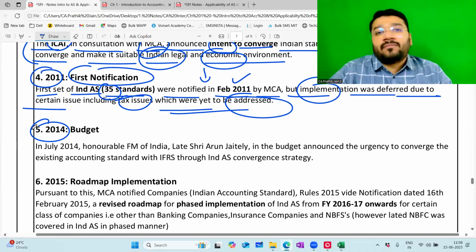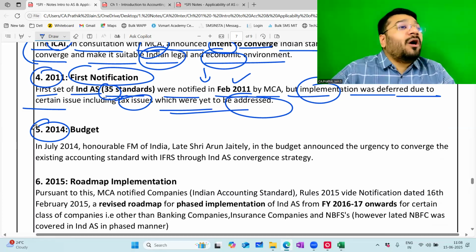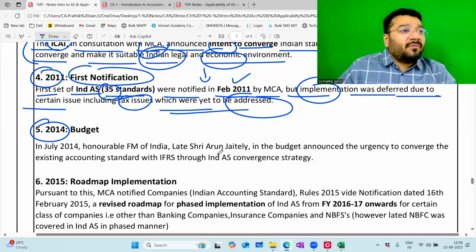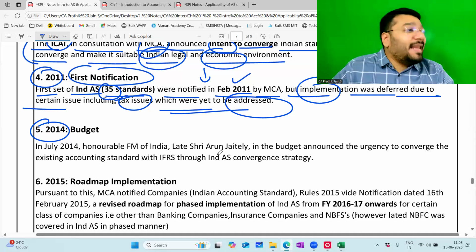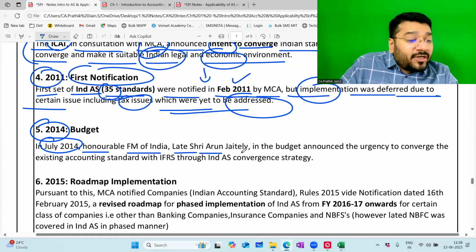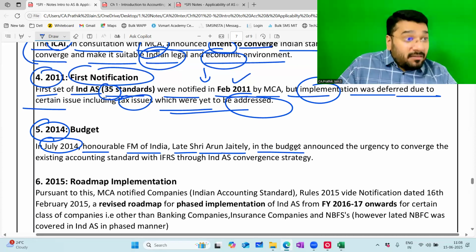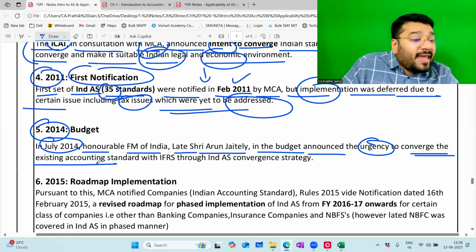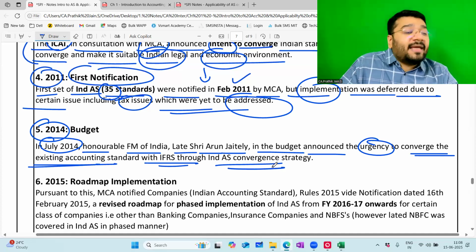In 2014, a new government of BJP was formed. After the election got over, the new government comes out with a new budget. In Feb 2014, the Congress government had come out with the budget, but after election results, the new government comes out with a new budget. In the budget of July 2014, the Finance Minister of India back then, late Sri Arun Jaitley, announced the urgency to converge the existing accounting standards with IFRS through the Ind AS conversion strategy.